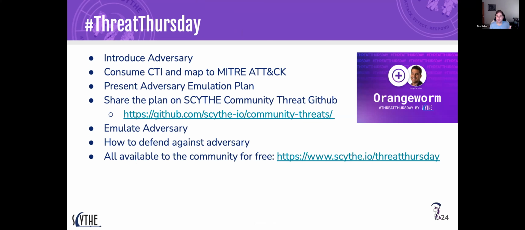This is what we call community threats. We've also had other people contribute their own plans that they've built, so shout out to all the contributors on that. And then, of course, you go into how do we actually emulate the adversary? What are those commands that we execute?